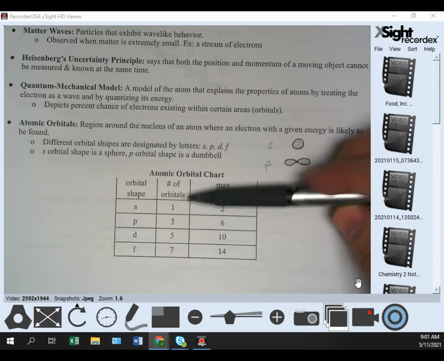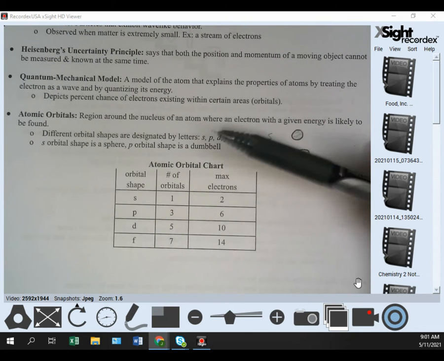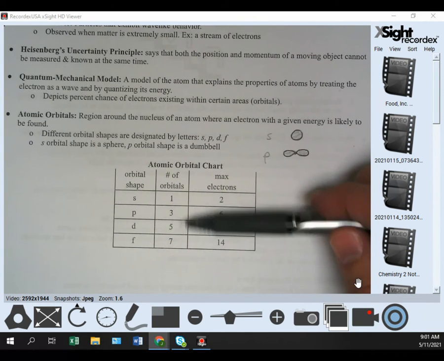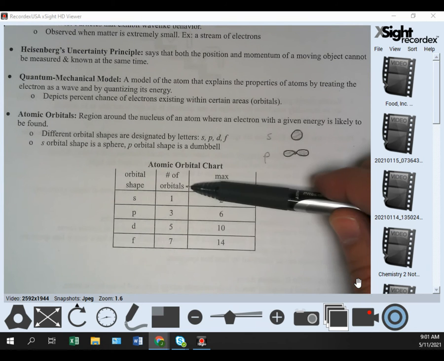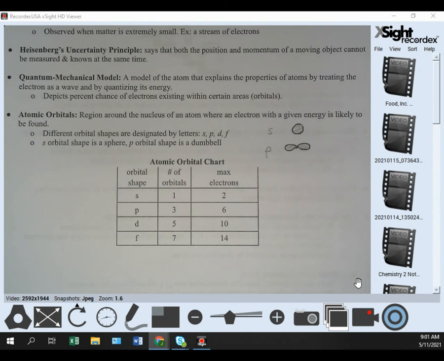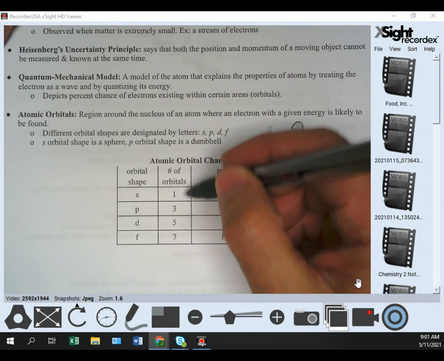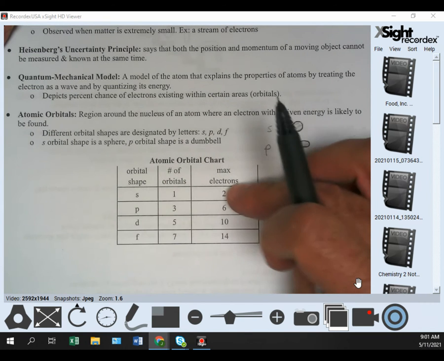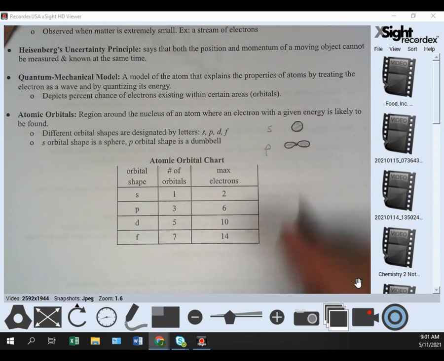The number of orbitals goes up by odds: 1, 3, 5, 7. It starts with 1 and goes up by odds. So if you remember the order SPDF, then the number of orbitals is just the odds: 1, 3, 5, 7.